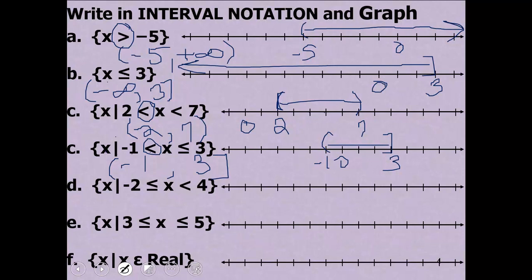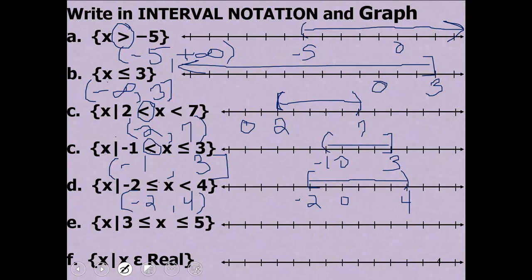All right, welcome back. For D, we have a -2 and a 4. The symbol associated with -2 is going to have to be a bracket. The symbol associated with 4 is going to have to be a parenthesis. So if I go 0 and -2 and then 4, I'm going to have a bracket at -2, a parenthesis at 4, and everything in between them.